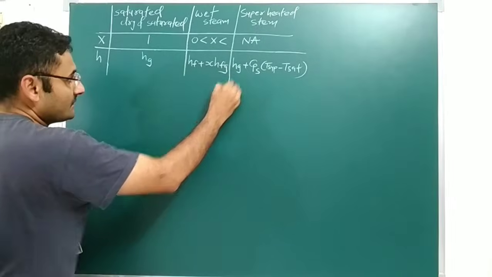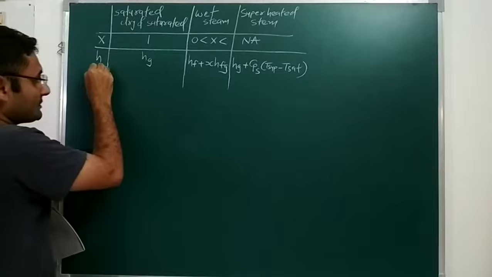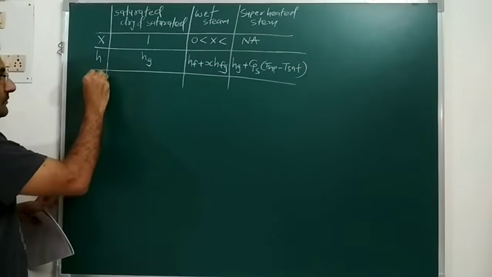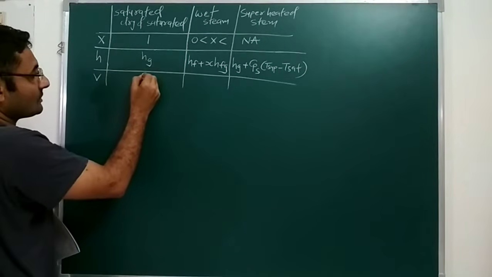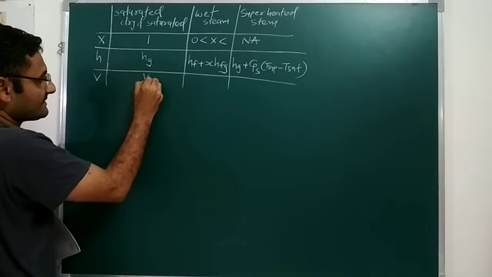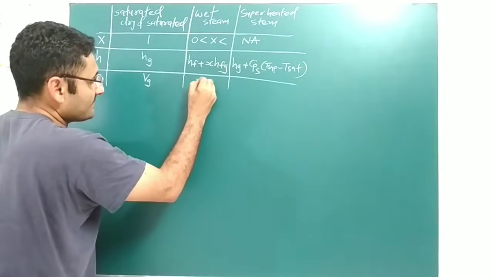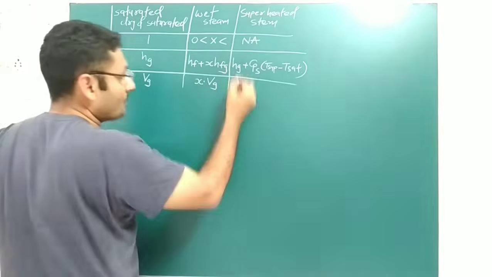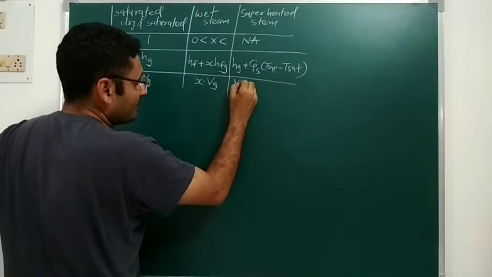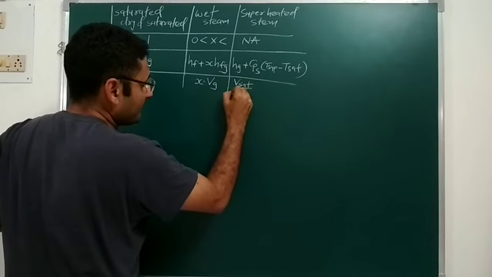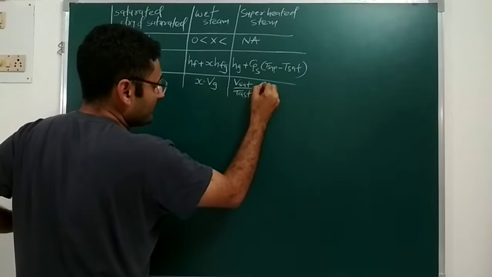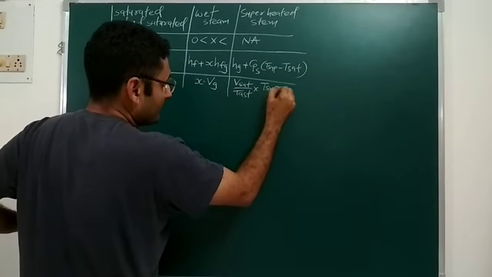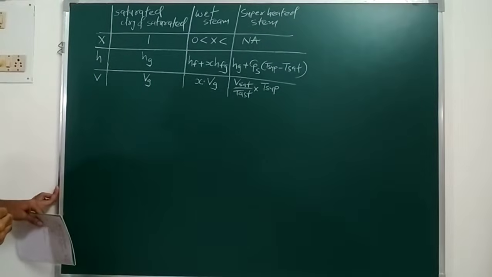Now next we will go with the last one, which is your specific volume v. So specific volume for saturated steam, or dry saturated steam, is Vg. For wet steam it is x into Vg, and for superheated steam it will be V saturated by T saturated into T superheated. That is the equation. So that table you have to remember. According to that table, we will calculate the numericals.